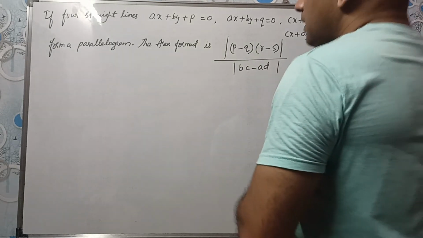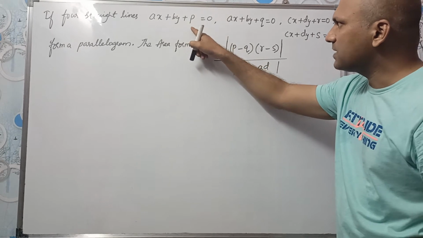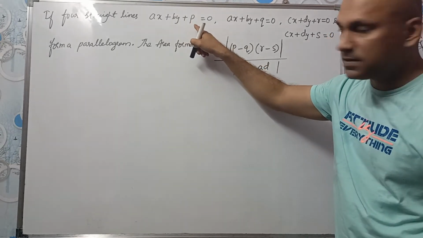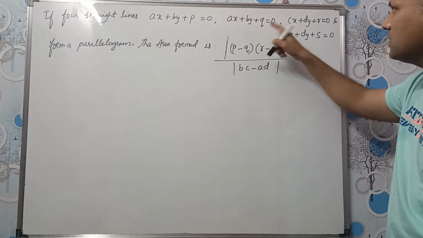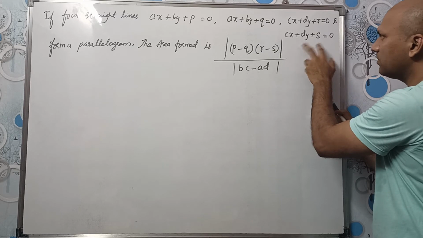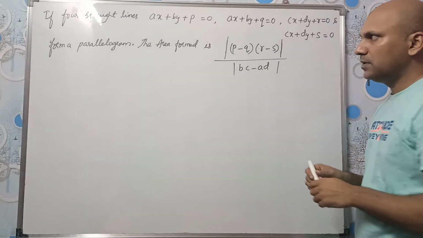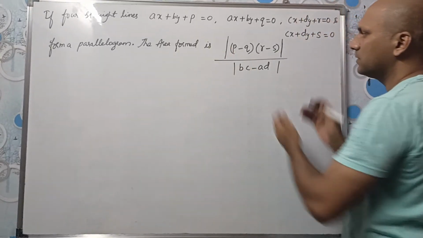Okay, if four straight lines are given, ax plus by plus p is equal to 0, ax plus by plus q is equal to 0, cx plus dy plus r is equal to 0, and cx plus dy plus s is equal to 0, and they form a parallelogram, the area formed is this.